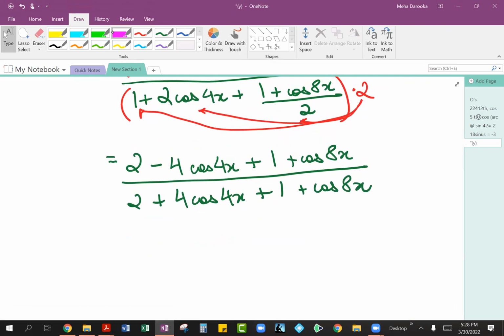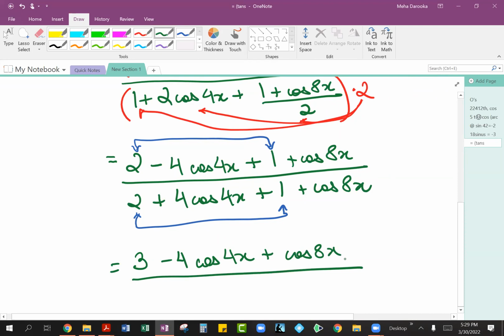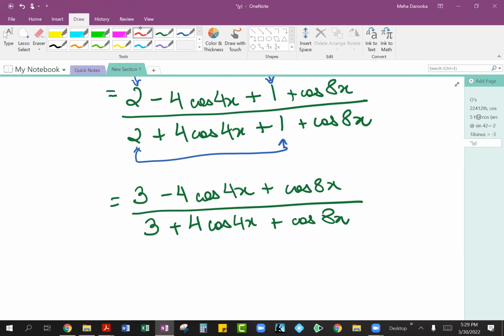And then all you need to do is combine like terms. So this 2 can be combined with that single 1. Same thing on the denominator here. So let's see, 2 plus 1 will be 3 minus 4 cosine of 4x plus cosine of 8x, and denominator 2 plus 1 is 3 plus 4 cosine of 4x plus cosine of 8x.